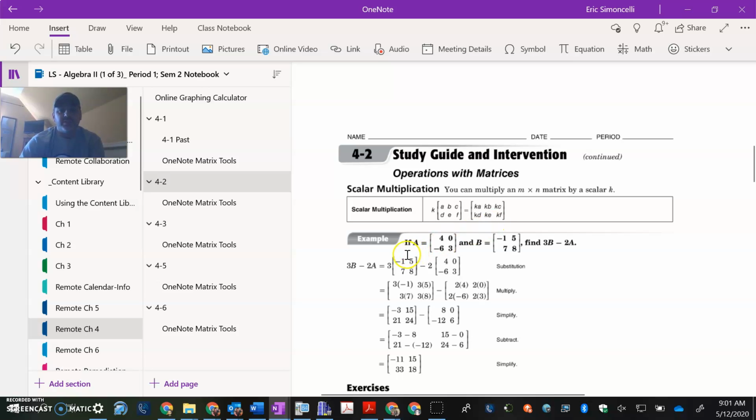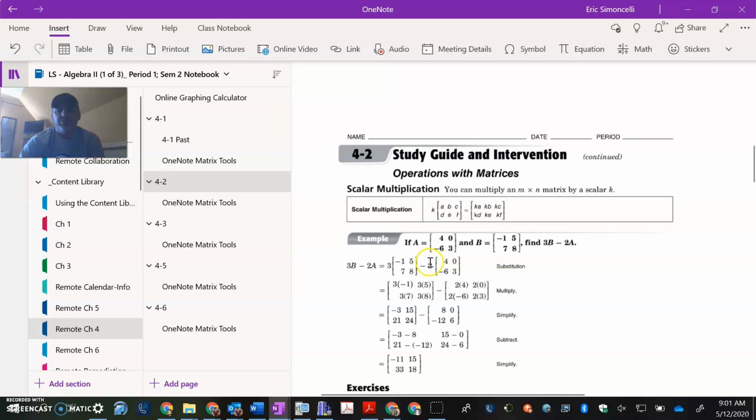All right, so for example, if matrix A is equal to this 2 by 2, and matrix B is equal to this 2 by 2, it says find 3B minus 2A. So pretty simply, you'll work through by taking 3, distributing it to matrix A. So 3 times negative 1, 3 times 5, 3 times 7, 3 times 8. And there you see the math. And the next step or 2 down, you'll see this 2 by 2, negative 3, 15, 21, 24.